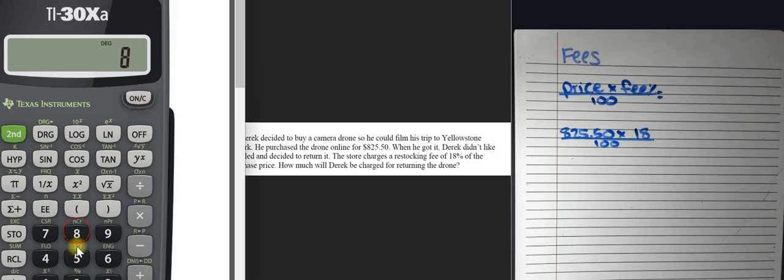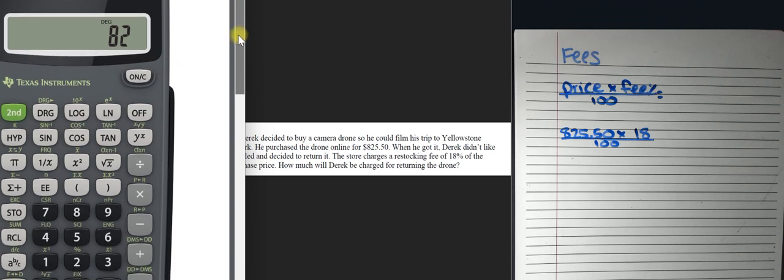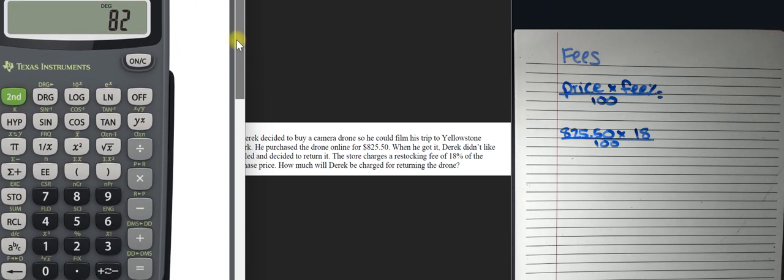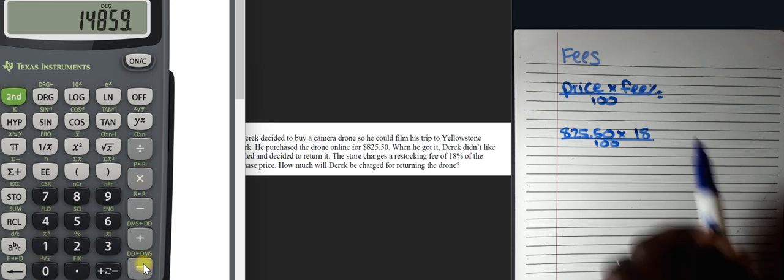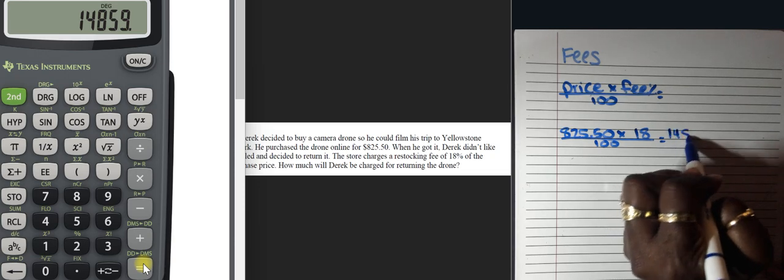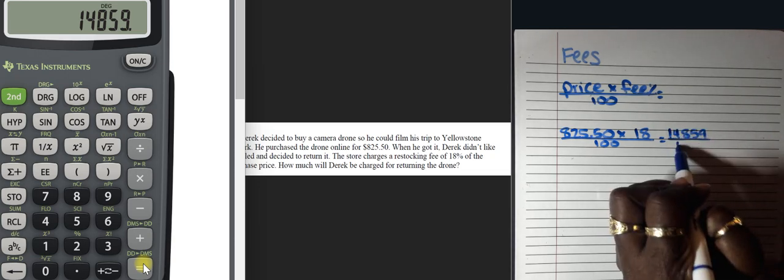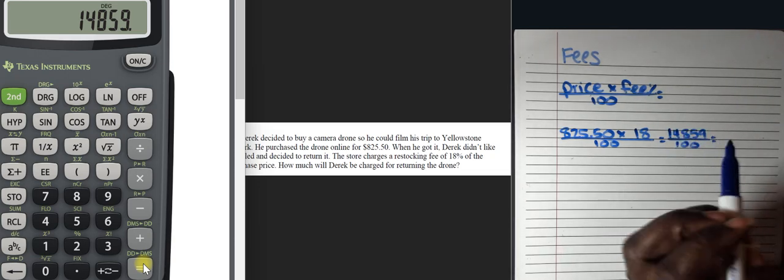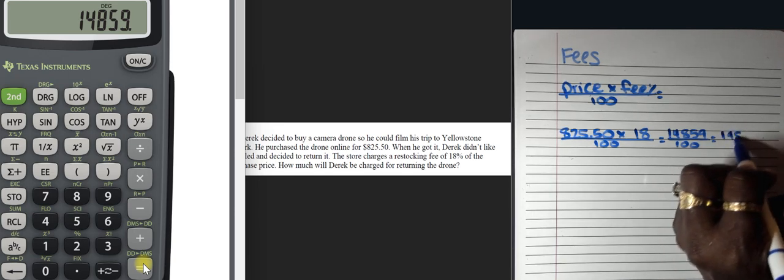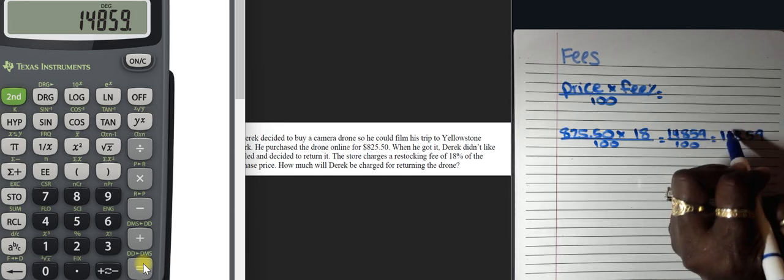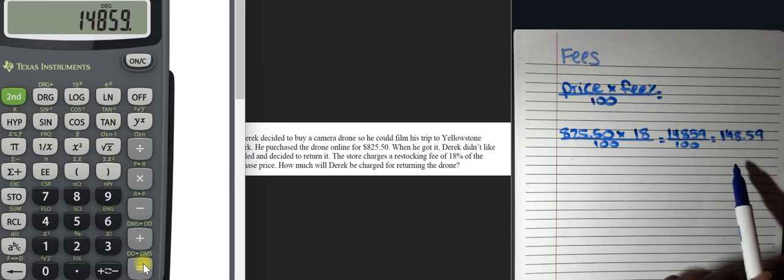So we get 825. Uh-oh. Let me scroll up so we can see all of my buttons. There we go. All right. So we got 825.5, and then we're multiplying that by 18. That gives me 14,859. And then we're going to divide that by 100. When we divide that by 100, we should come out with $148.59. What this tells me is this is the cost of the fee.